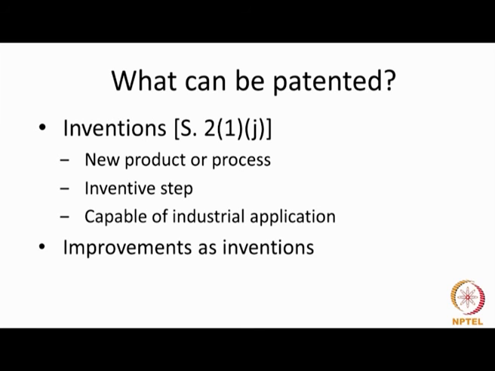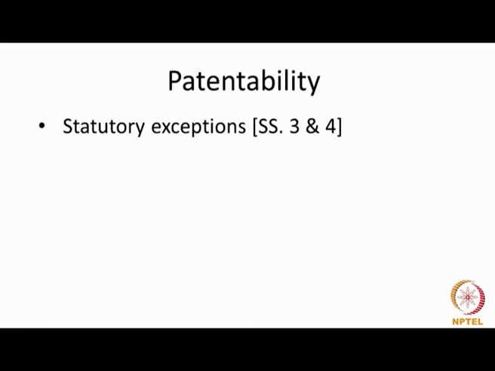Invention can also cover improvements to existing inventions. So you have inventions which are new, involve an inventive step, and are capable of commercial industrial application. The same yardstick can also be applied to improvements to existing inventions, provided those improvements are new, they involve an inventive step, and they are capable of industrial application. Patentability refers to the ability of an invention to be granted a patent. If an invention is not capable of being granted a patent, then we would not call it a patentable invention.